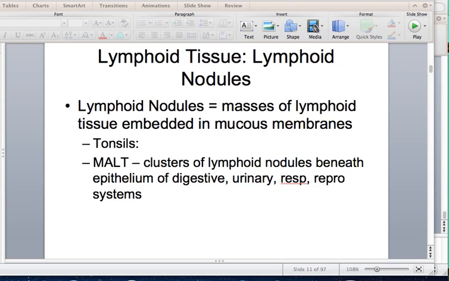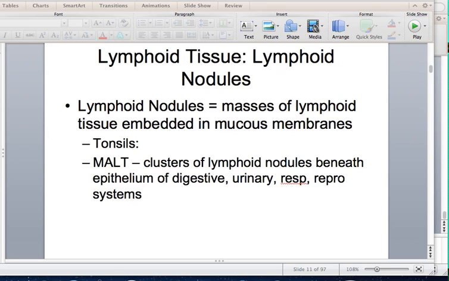Lymphoid nodules are big, as you can read here, big masses of lymphoid tissue that are embedded within your mucous membranes. Examples would be your tonsils. We have three different tonsils: palatine, lingual, and pharyngeal tonsils. And the term adenoids means the inflammation of your pharyngeal tonsils.